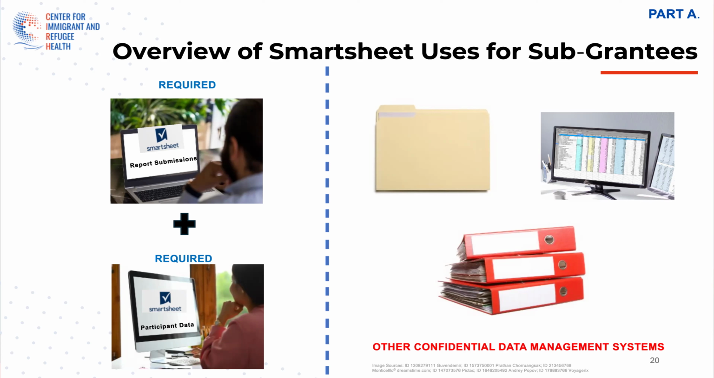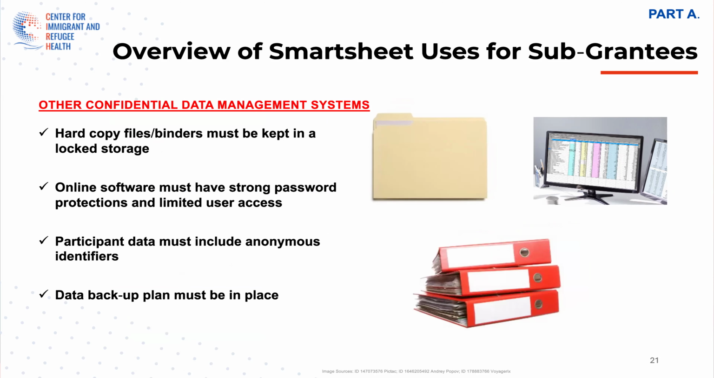That's fine, but we ask that these systems are secure, meaning that any physical profile information on the participant is kept in locked storage. Any online software must have a strong password and limited user access. Participant data should have anonymous identifiers, and there should be a data backup plan for all these extra systems that you may be using. We only highlight this because of all the sensitive information that you'll be collecting on those participants.